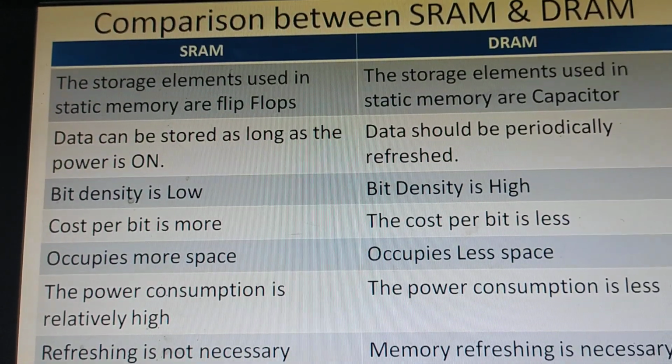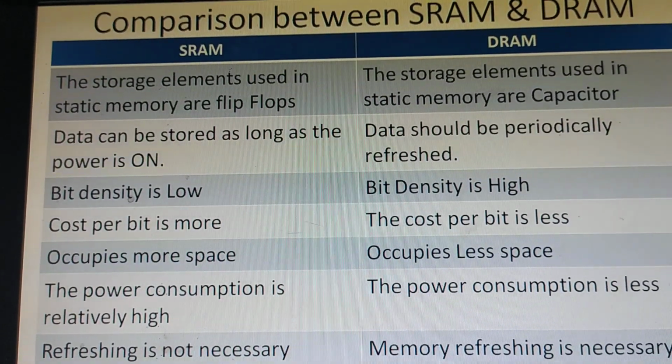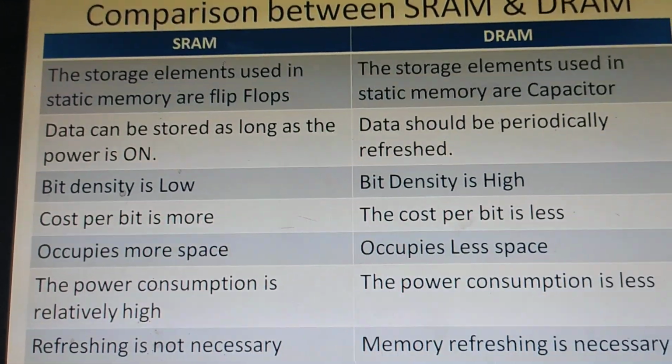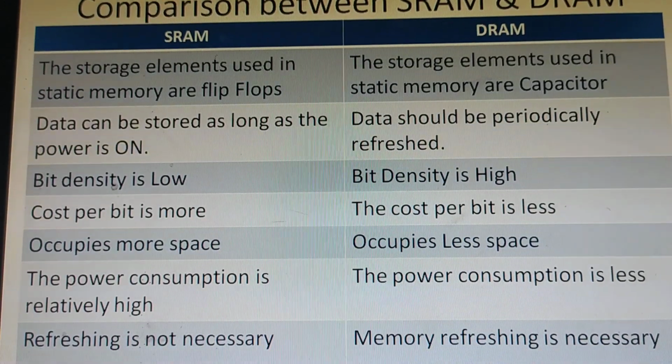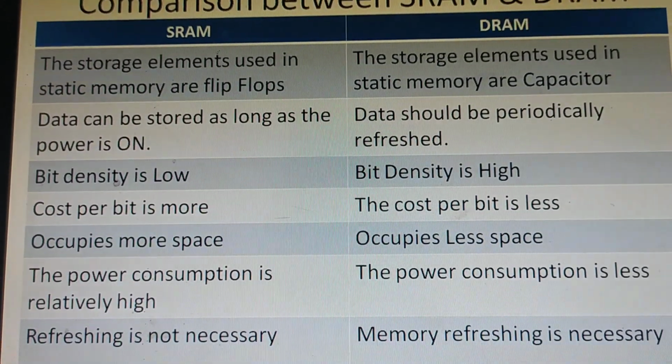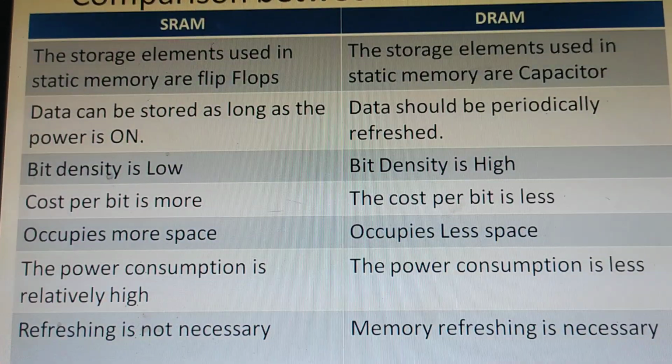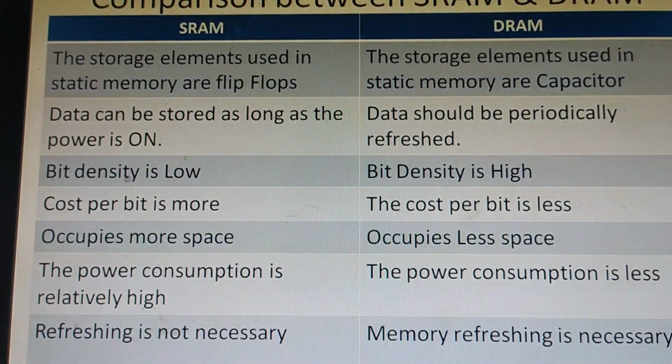DRAM requires refreshing circuitry along with the capacitor circuitry, so its circuit complexity is more compared to SRAM. So those are the differences between SRAM and DRAM.